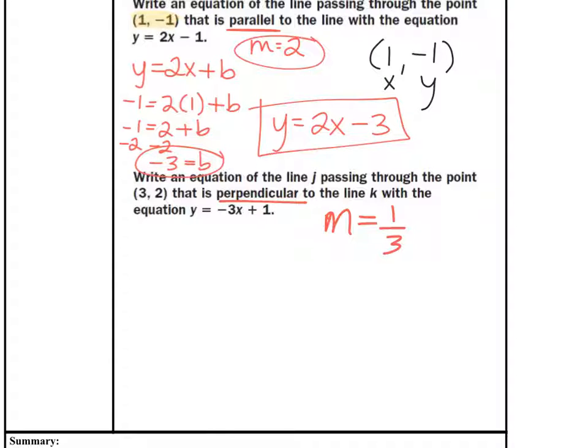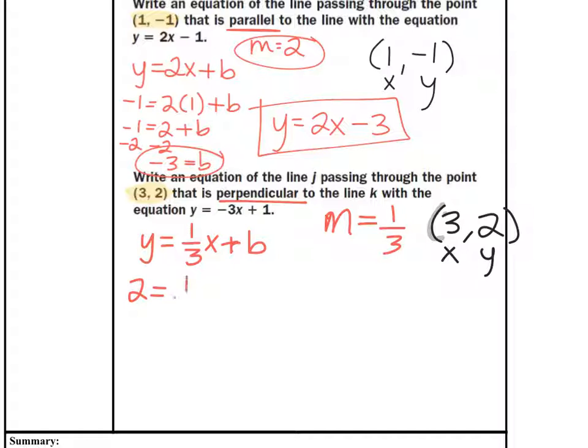We plug it in to y equals mx plus b. 1/3 x plus b. Use your point, (3, 2), for x and y. So 2 goes in the x spot, no, 2 goes in y. 3 goes in x.